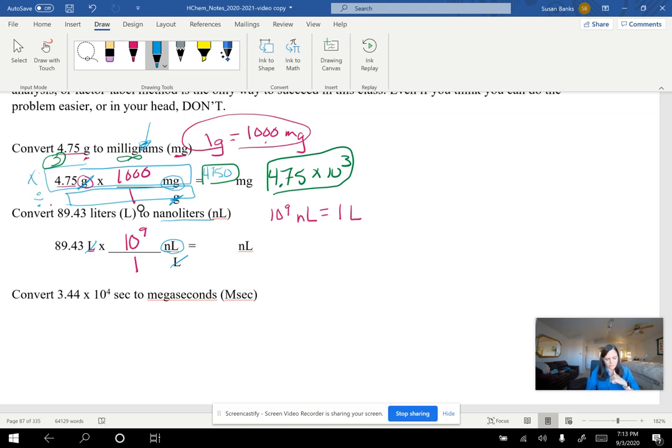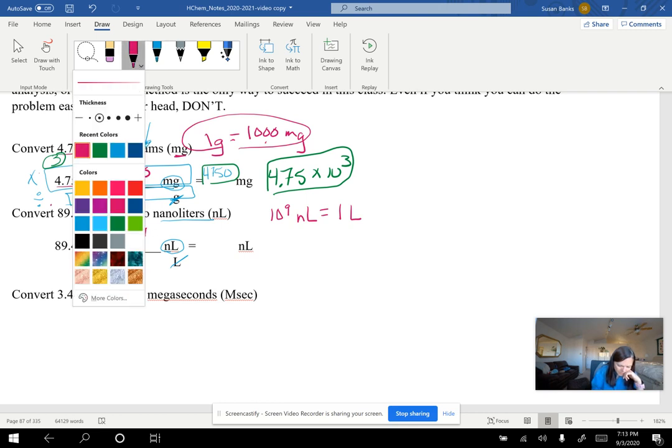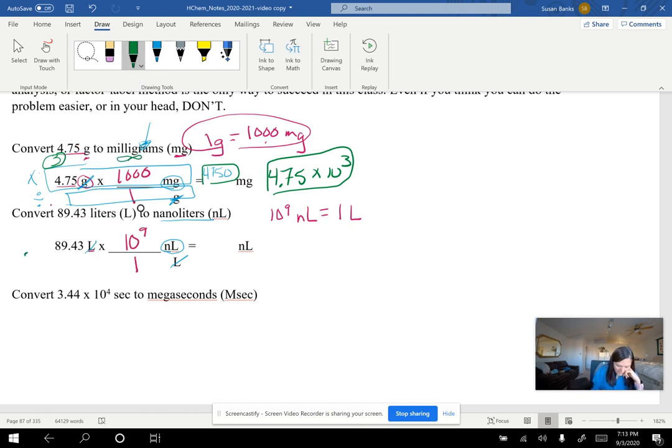Now let's look at our sig figs. So if I look at my sig figs, 89.43, that has 4 sig figs. And this next one, a billion nanoliters in 1 liter, that is an infinite sig fig, because that is a definition. So I'm going to be held to 4 sig figs.